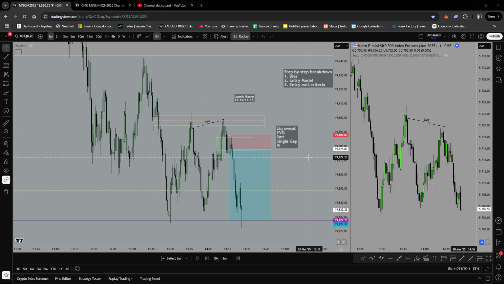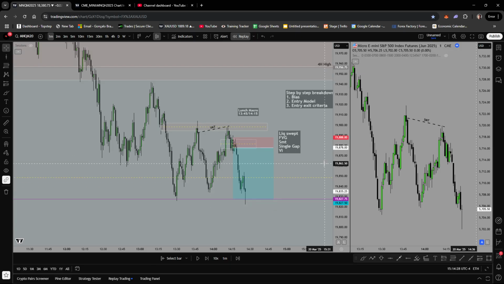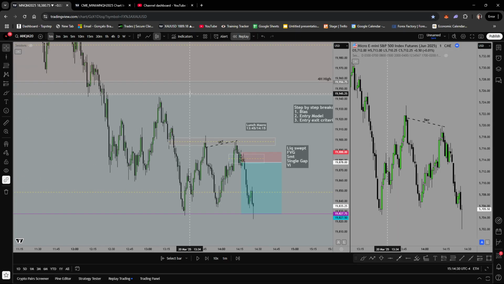Now, before we get into the bias, a very important requirement is that the pattern, or the inversion, happens inside a macro. Now, the macro that we were trading today is 13:45 till 14:15. This is called the lunch hour macro. Now, there are a few more macros you can trade, and a macro is the first 15 minutes and last 15 minutes of every hour.